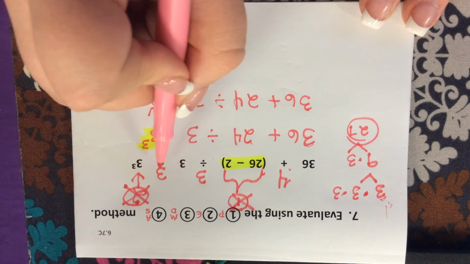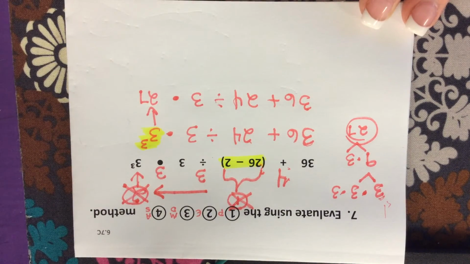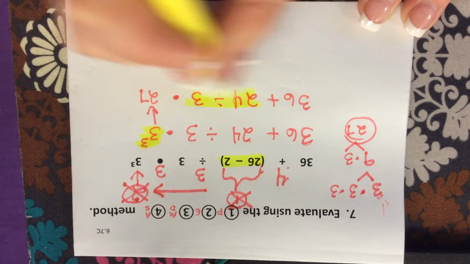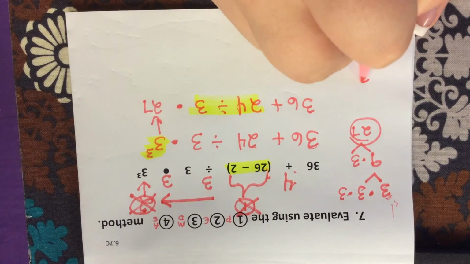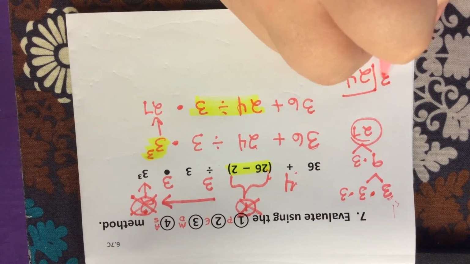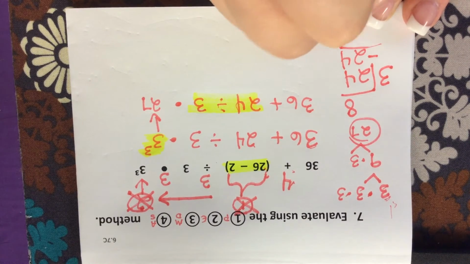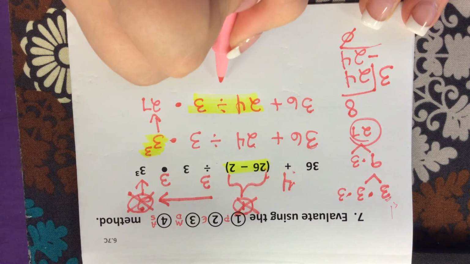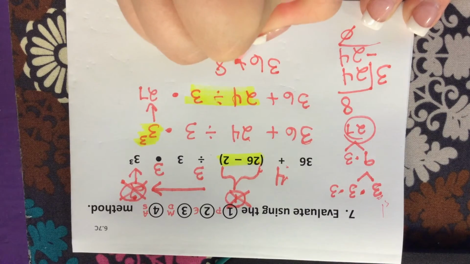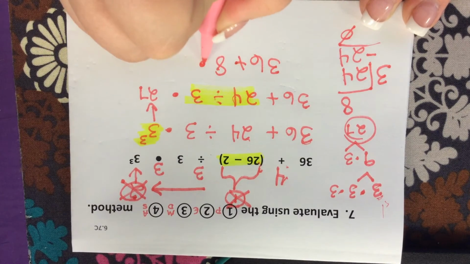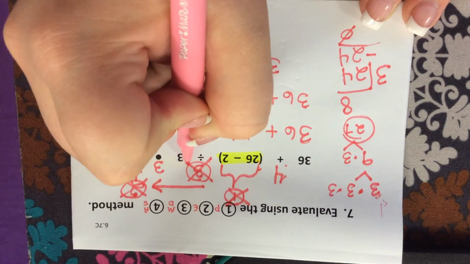I have 2 step 3s. So I need to work them from left to right. The division comes first in this problem. So 24 divided by 3 equals 8. And there is no remainder. So I write 8 right there, and the rest of it, 36 plus 8 times 27, it all comes down. I'm done with that step.